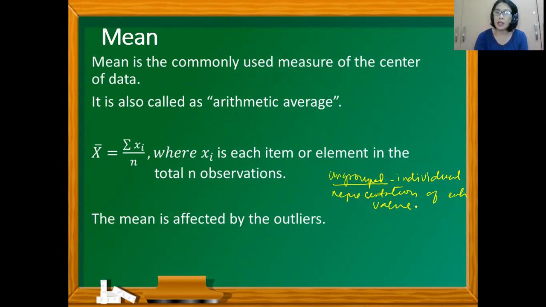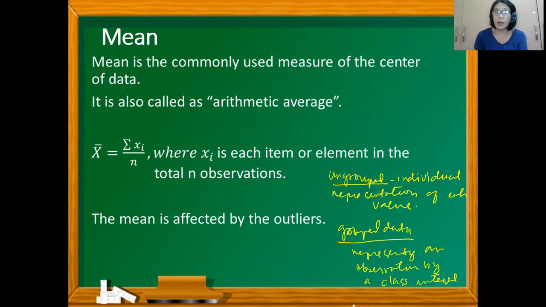When we say grouped data, class, this is representing an observation by a class interval. Here we will be dealing with calculating the mean of ungrouped data. So let's go with the mean.